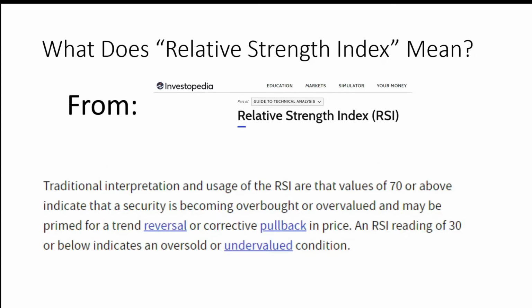You might wonder, well, what does it mean? Well, the interpretation of RSI is fairly simple. If the value of RSI is greater than 70, that means that the stock is overbought or overvalued, and it's probably going to go down in price. Alternatively, if the relative strength is less than 30, then the stock is oversold, and it's likely to go up in price.